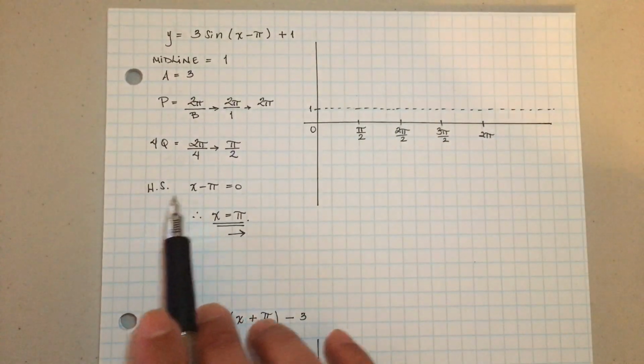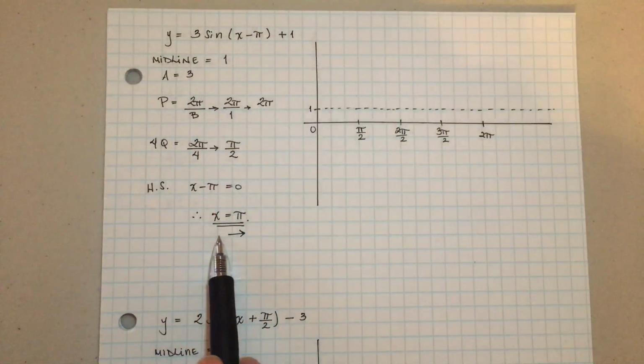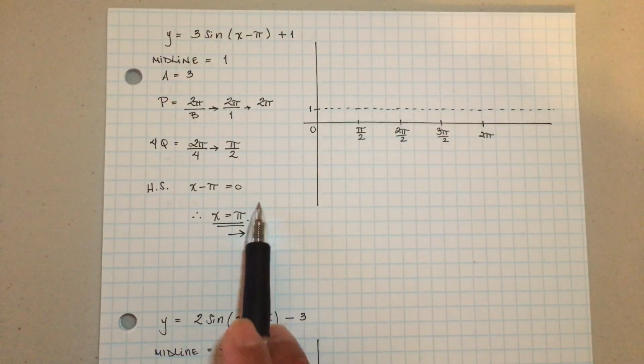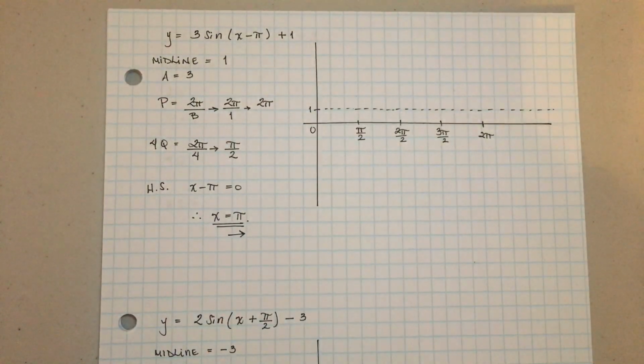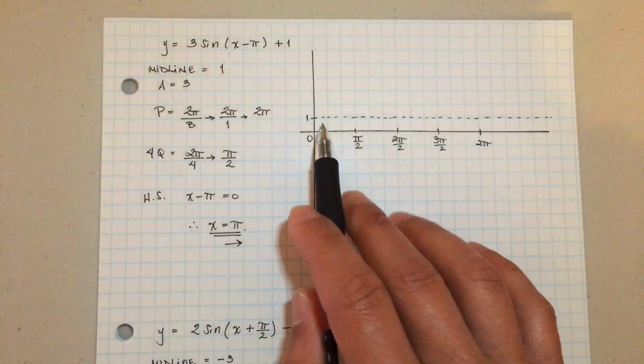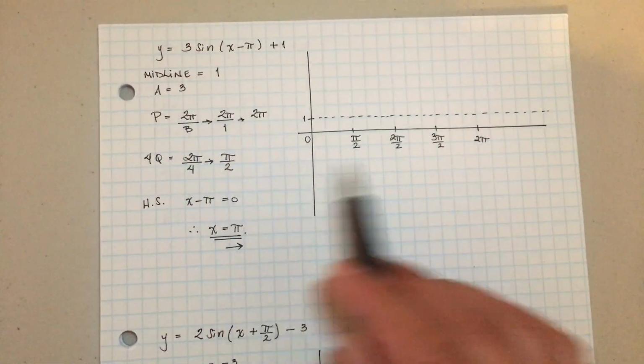And lastly, your horizontal shift. Whatever's inside the parentheses, you're going to set it equal to 0 and solve it. In this case, we get x equals pi. That means because it's positive, we're going to move it pi units to the right. So let's go ahead and graph this one. First thing I did is my midline. Now I've got my period and my 4 quadrants.